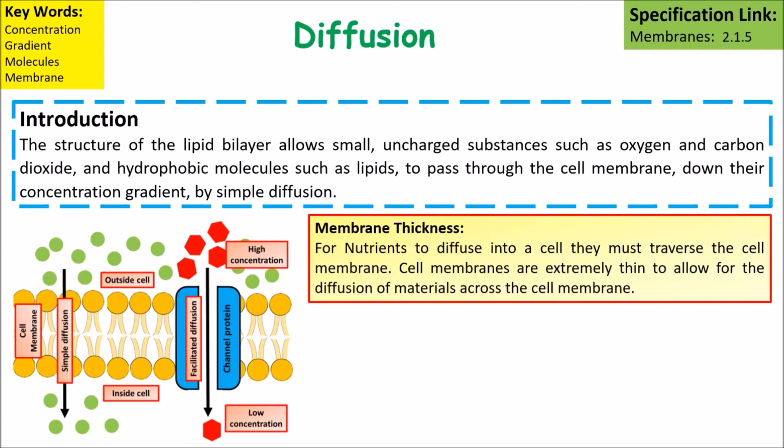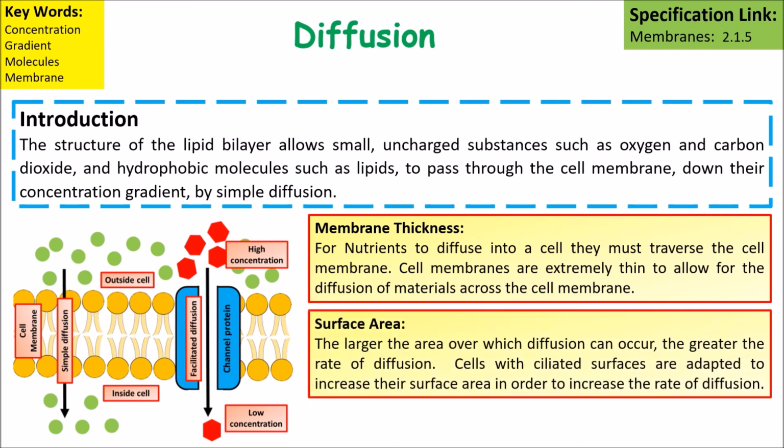For nutrients to diffuse into a cell, they must traverse the cell membrane. Cell membranes are extremely thin to allow for the diffusion of materials across the cell membrane. The larger the area over which the diffusion can occur, the greater the rate of diffusion. Cells with ciliated surfaces are adapted to increase their surface area in order to increase the rate of diffusion.